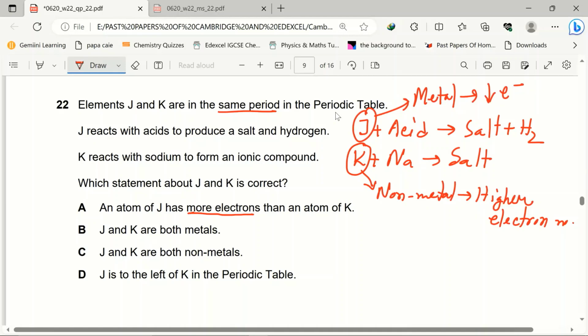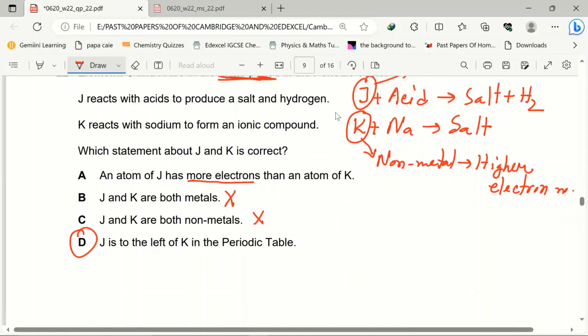J and K are both metals. No. J and K are both non-metals. No. J is to the left of K in the periodic table. Yes, metals are on the left-hand side and non-metals are on the right-hand side in the periodic table. So D is the only correct answer. So they are in the same period, J is to the left and K is to the right of the periodic table. That is a very true statement.